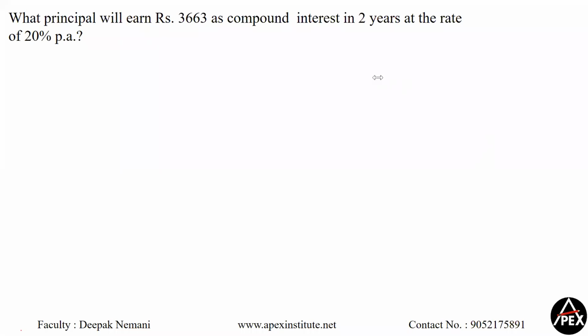8325, 8325. Okay, let's see. Now, what principal will yield 3,663 rupees as compound interest in 2 years at rate 20% per annum? So we are given rate 20% per annum, n is 2 years, and compound interest is equal to 3663, and we need to find the principal. Let the principal be P. If principal is P and the compound interest is 3663, what will be the amount? P plus 3663, isn't it?